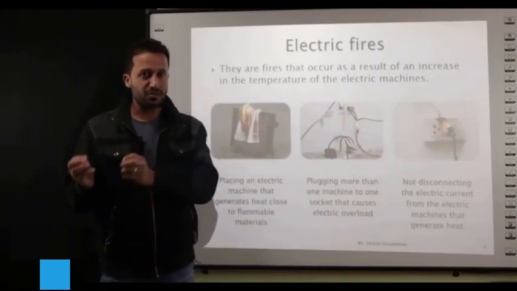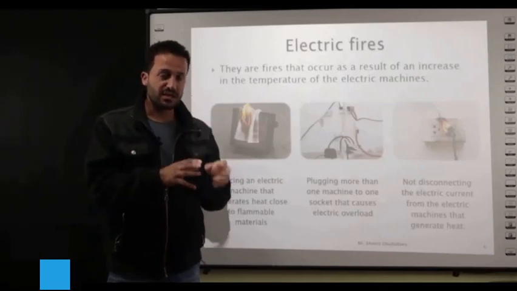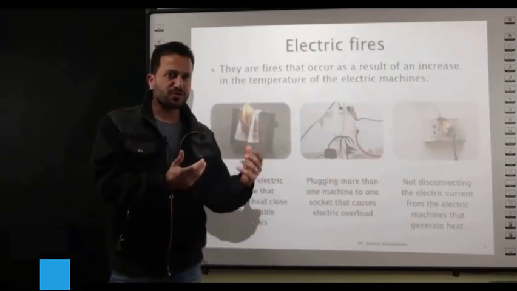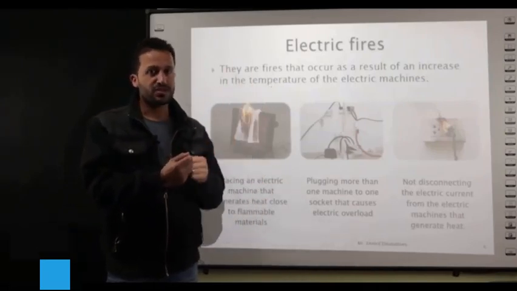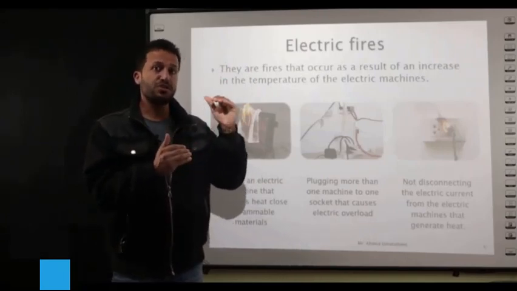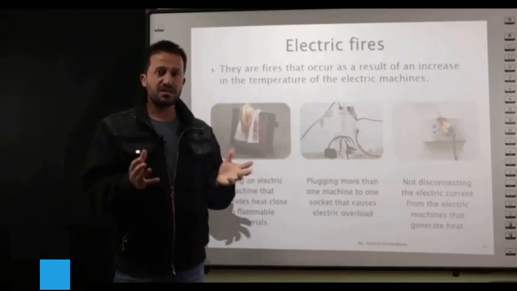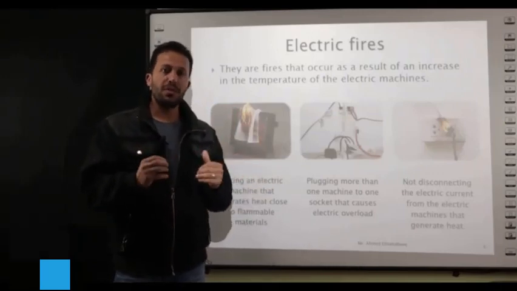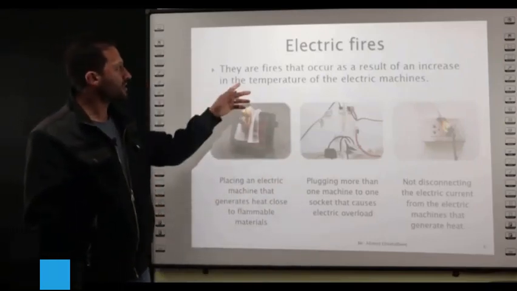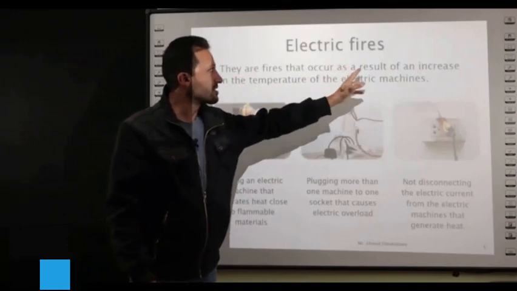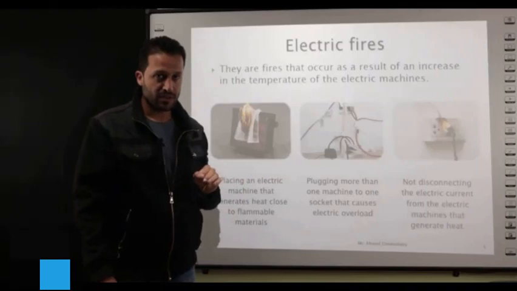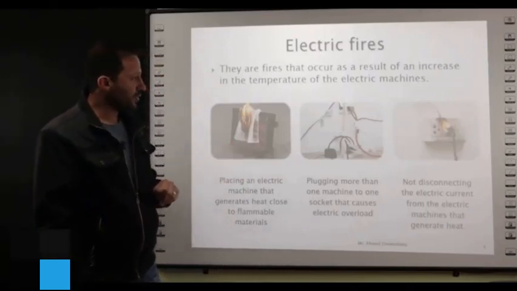When using electric machines that generate heat, the heat coming out from the electric machine will make the temperature of the room more than normal, more than 35 or 40. So by increasing the temperature of the room, the materials found in the room like clothes or wood may be burned, causing electric fire. So electric fires are fires that occur as a result of an increase in the temperature of the electric machines. And these are some cases of electric fires.